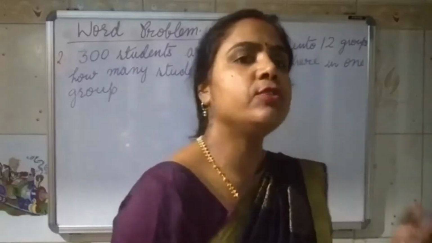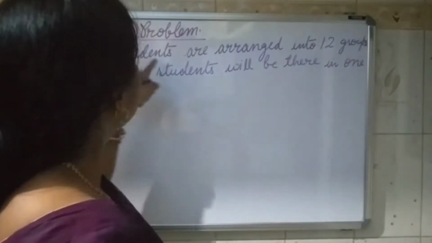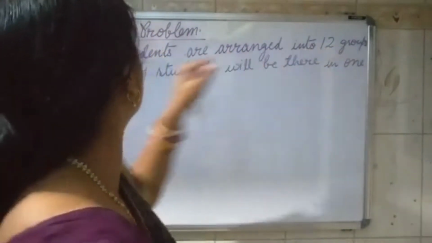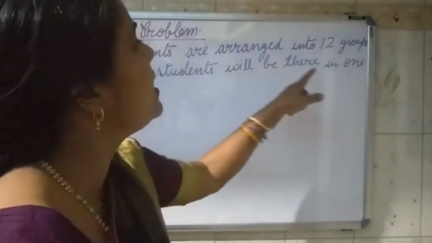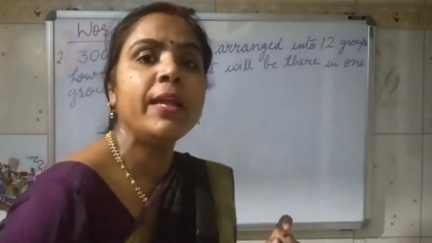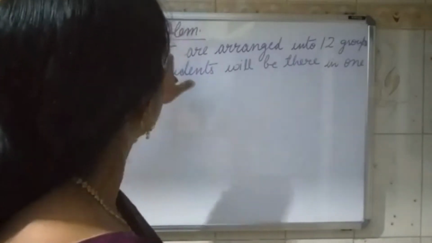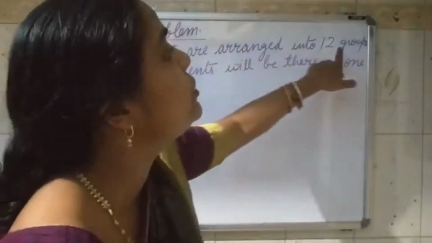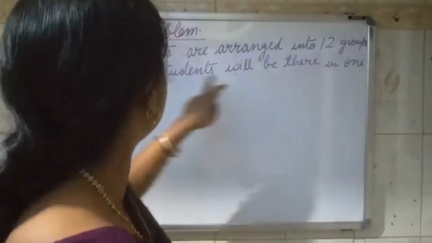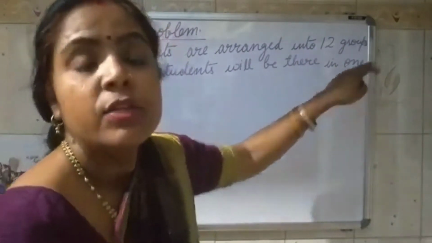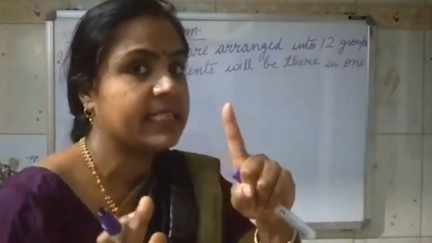Okay, now switching to the second question. 300 students are arranged into 12 groups. How many students will be there in one group? Are you able to do it on your own? Shall I explain? Okay, fine. Many are given: 300 students are arranged into 12 groups. And they are asking for the 1. So many is given, 1 is asked, we have to divide.